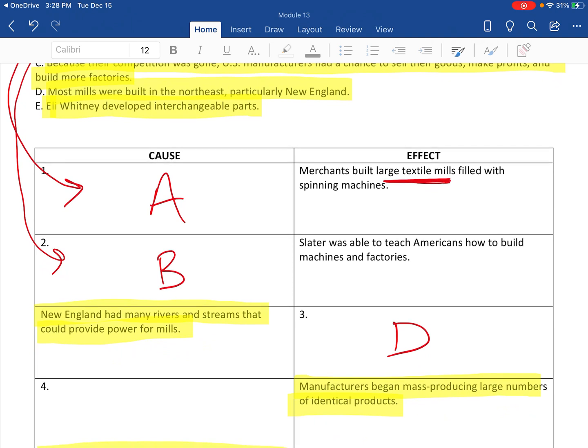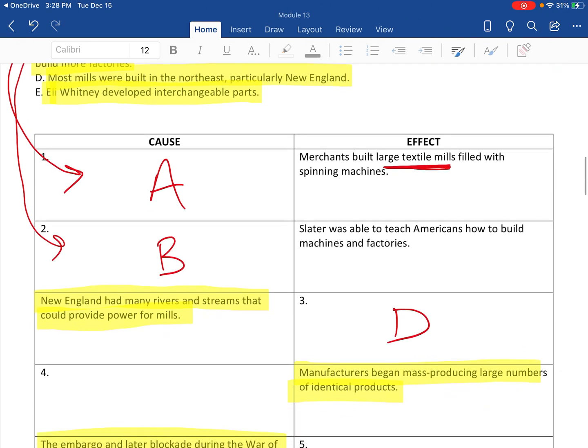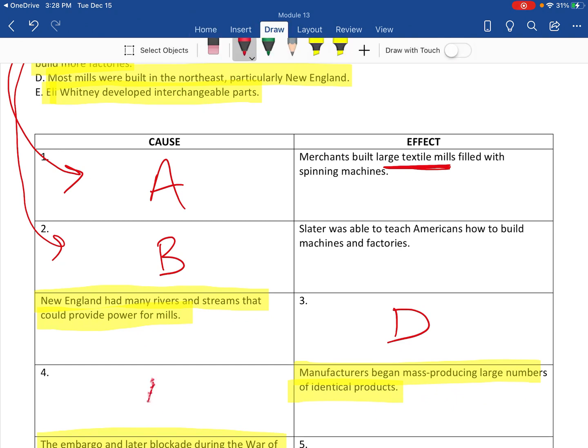Number 4, manufacturers began mass producing large numbers of identical products. That's because Eli Whitney developed interchangeable parts. And so the answer there is E. When Eli Whitney developed the idea of interchangeable parts, it makes mass production possible because now you can have parts that are able to fit many different products. Whereas before he invented this idea, everything had to be handmade, custom made from scratch.